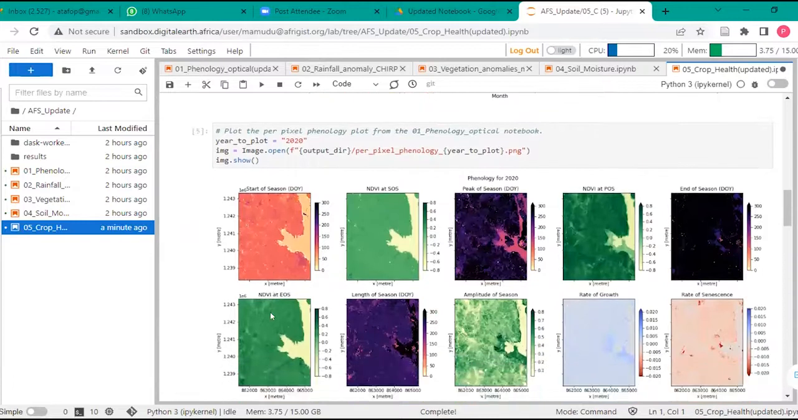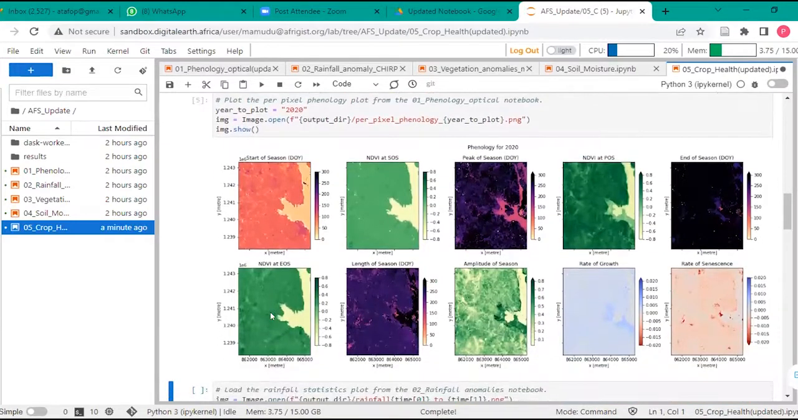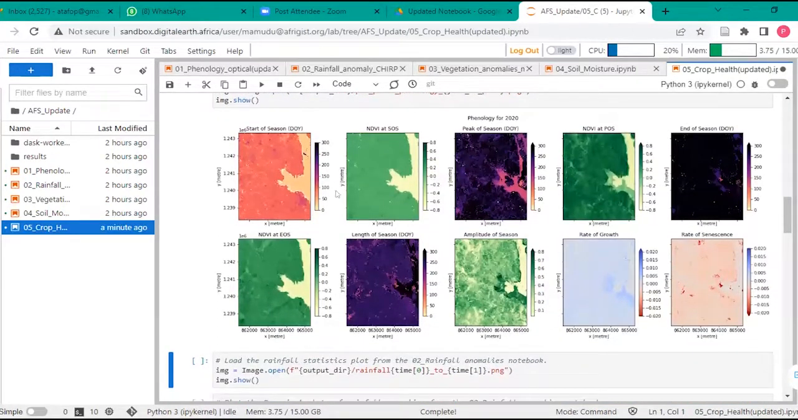Okay, so the phenology has run for the per pixel, and this gives us a per pixel based display of the phenology in 2020. And so we can see the day of year of the start of the season, and we can observe that most of the area, the season started from about day 50. The NDVI value at the start of the season is mostly about 0.1.